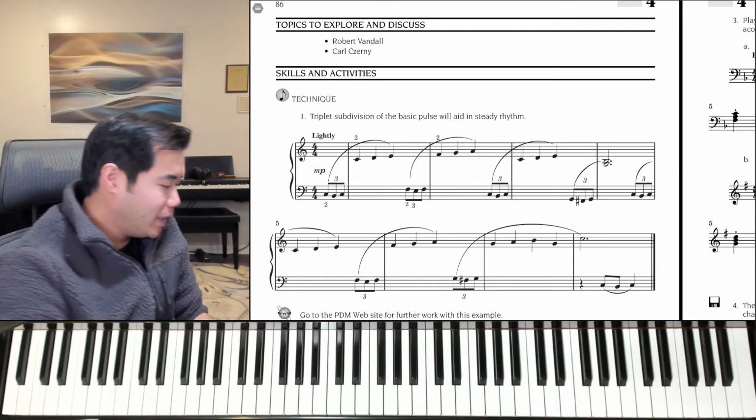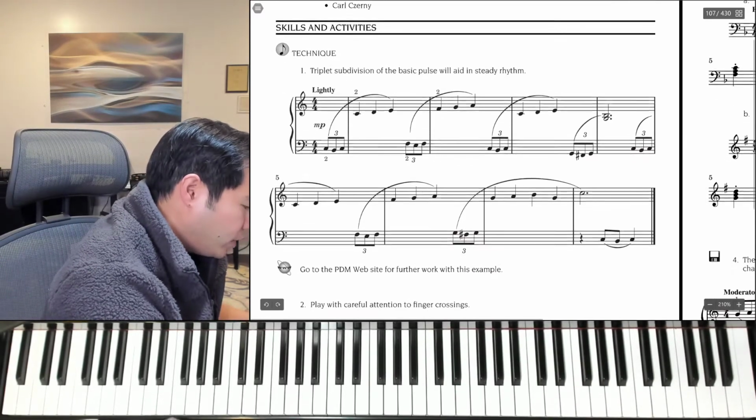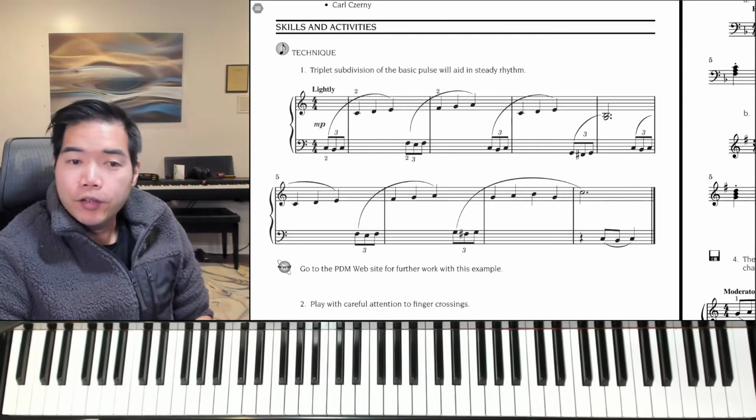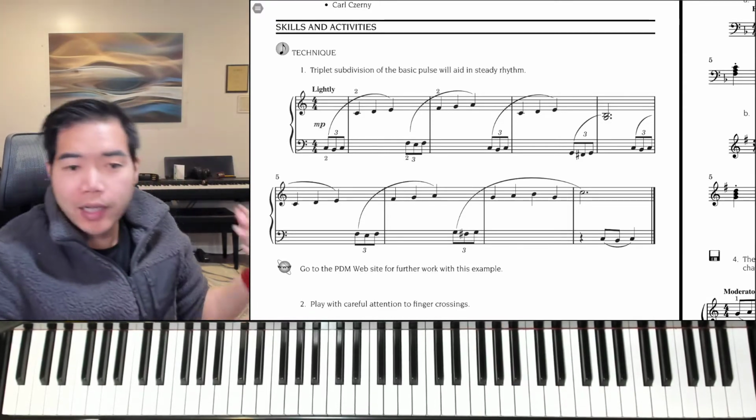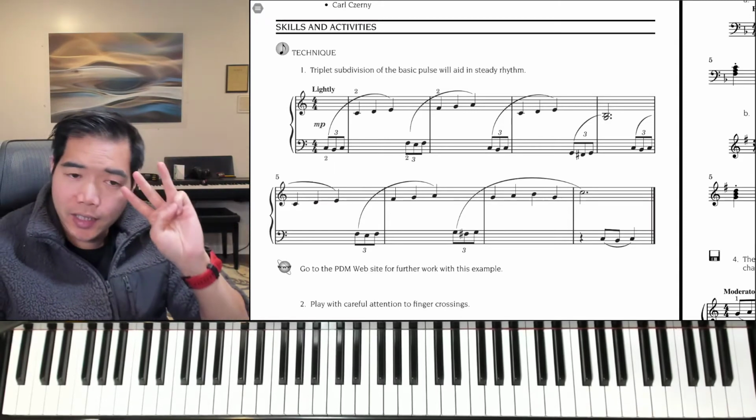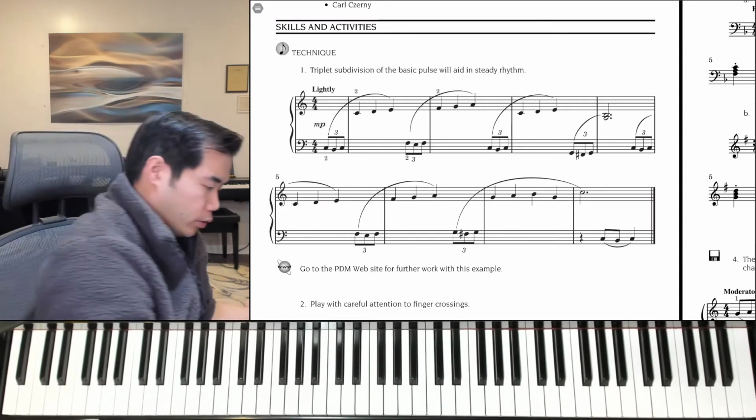This is page 86 in the textbook. Let's take a look at this first example. They're introducing the concept of a triplet eighth note. A triplet eighth note is basically 3/8 that takes the space of one quarter note.